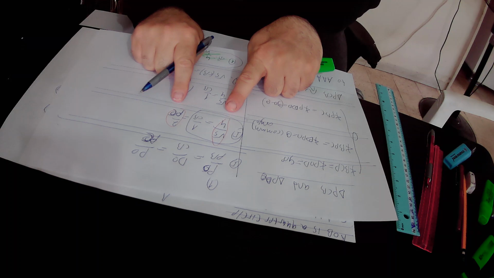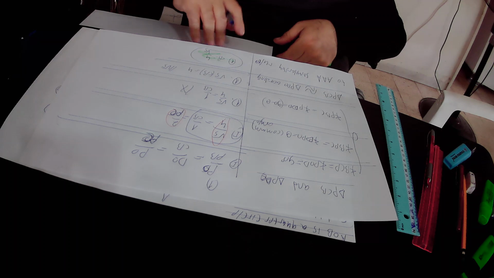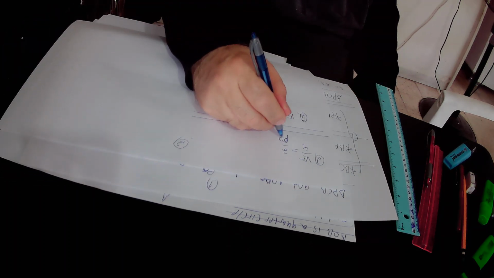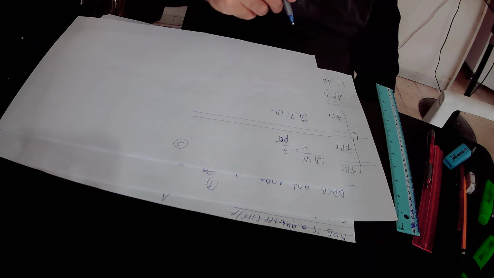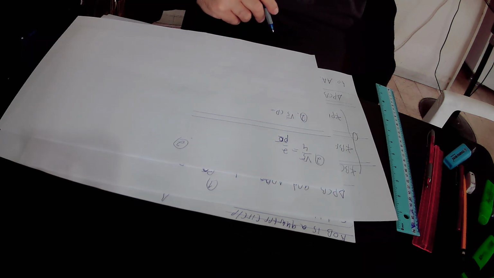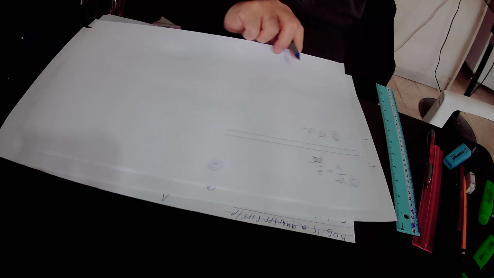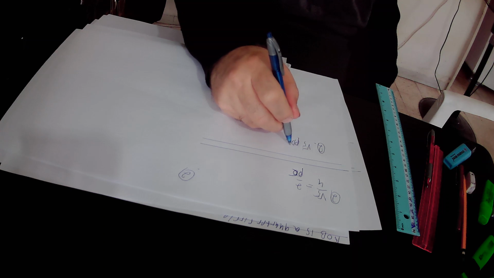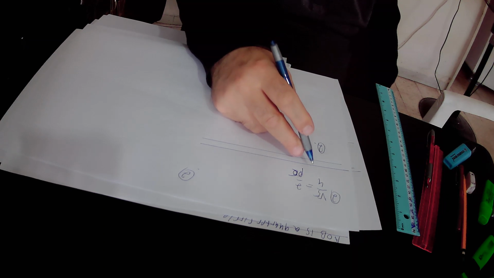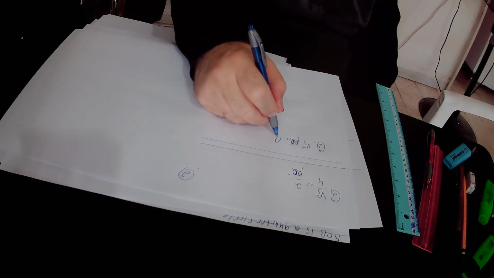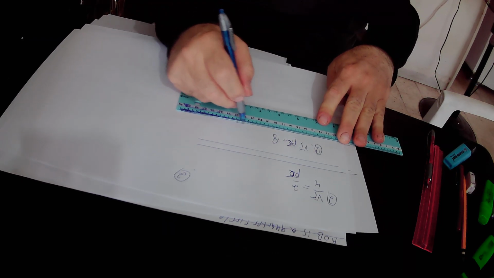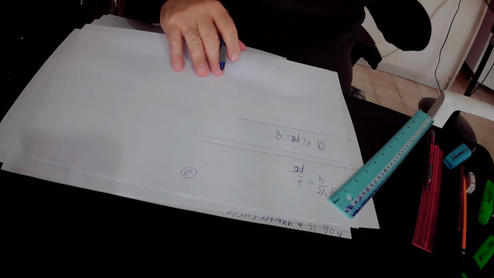And those two expressions are equal to each other. That is to say, square root of 5 over 4 equals 2 over PC. Here we cross multiply this equation 2 and get that according to equation 2, square root of 5 times PC equals 2 times 4, that is 8. So according to equation 2, square root of 5 times PC equals 8.